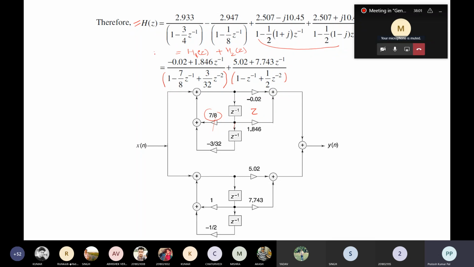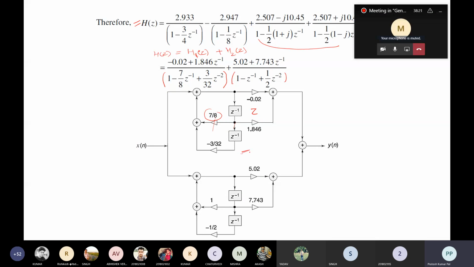So this is your H(z). In parallel form, H(z) will break into H1(z) plus H2(z). But in the case of cascade form, it breaks into H1(z) times H2(z). So if it is a product, it will be the cascade form. If it is a plus, it will be in parallel form.